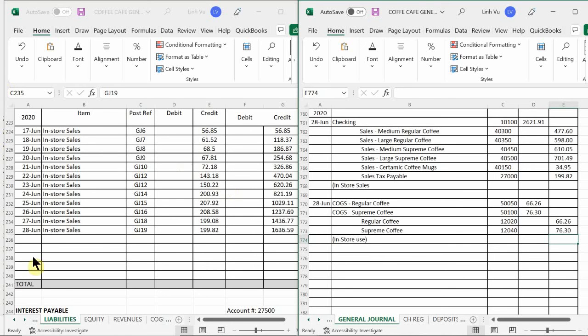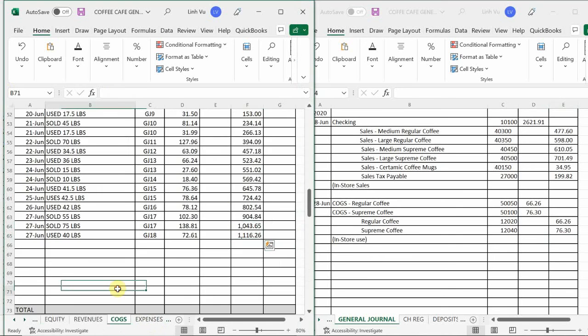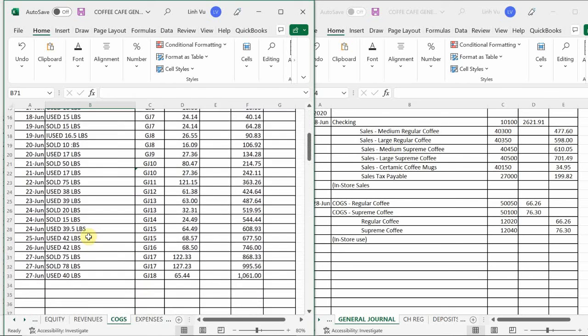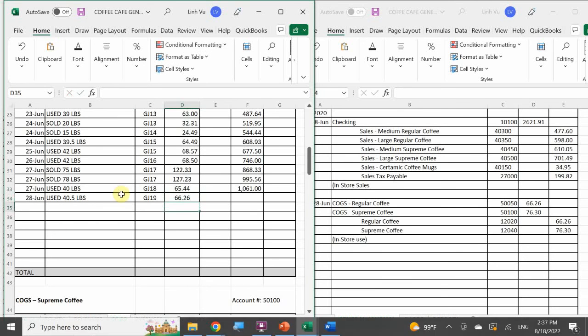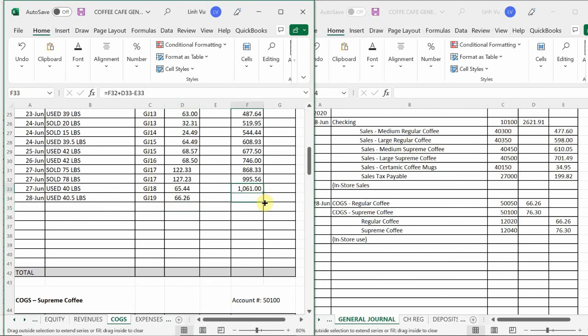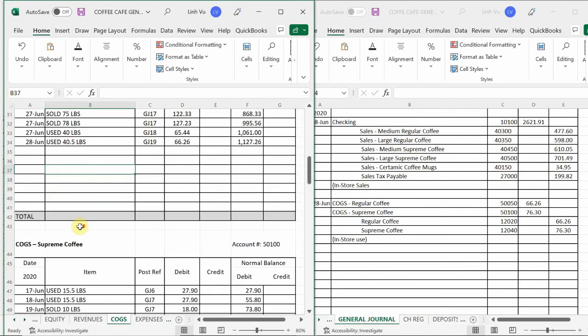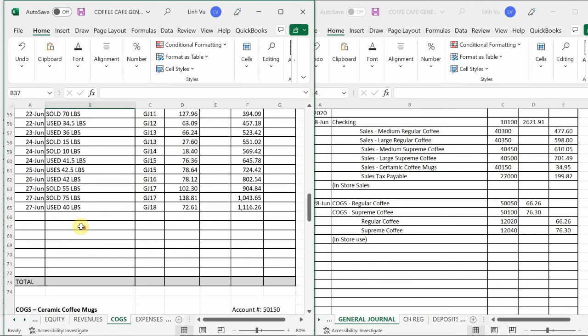Okay. Starting with cost of goods sold. It's 40 and a half, on page 19. Well, 66.26. That gives me 1,127.26. Good. 1,127.26.